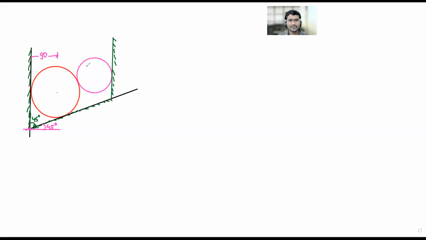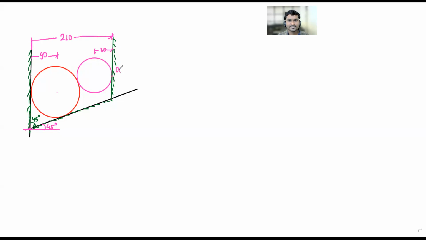That is in millimeters. And for this sphere, it is 30 millimeters. And the distance between these two walls is 210 millimeters. We'll consider that. Okay. Now we'll consider the contact surfaces.